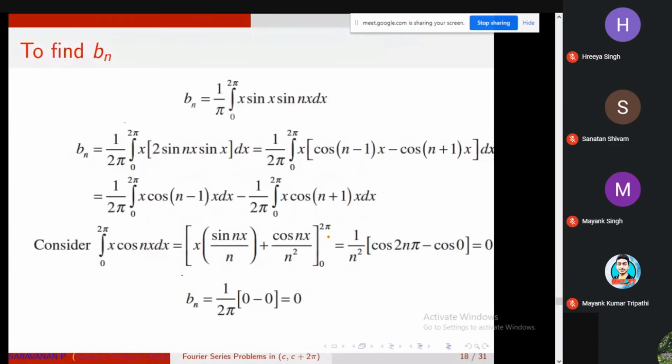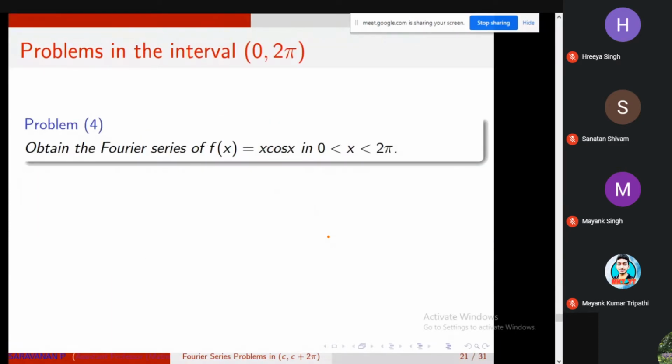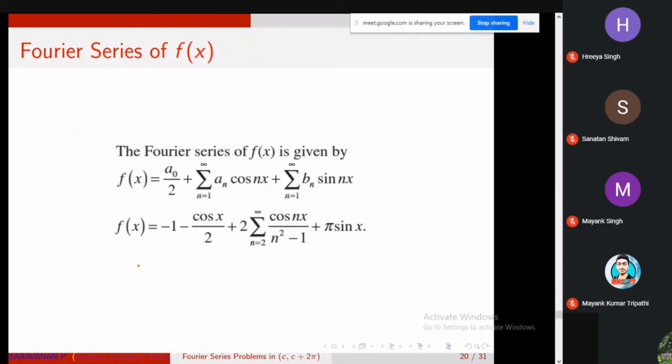So just now we have seen this problem, x into sin x. This is the answer we have got in the Fourier series. So next I will give a few problems for your practice. I will give the problems as well as the answer. If possible, I will give the hint also.